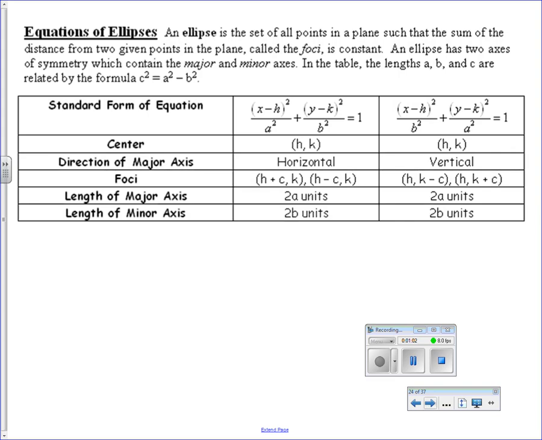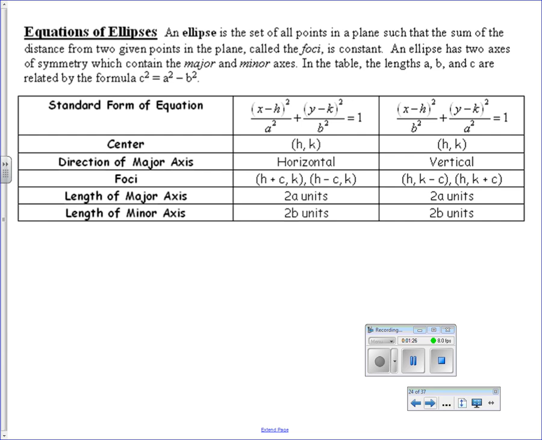All right, so what is an ellipse? Well, an ellipse is just, again, a set of points in a plane, such that the sum of the distances from two given points of the plane, called the foci, is constant. And the ellipse is going to have what we call two axes of symmetry. That means it can be cut this way and cut this way. And then also, we're going to have something called the major axis and the minor axis.